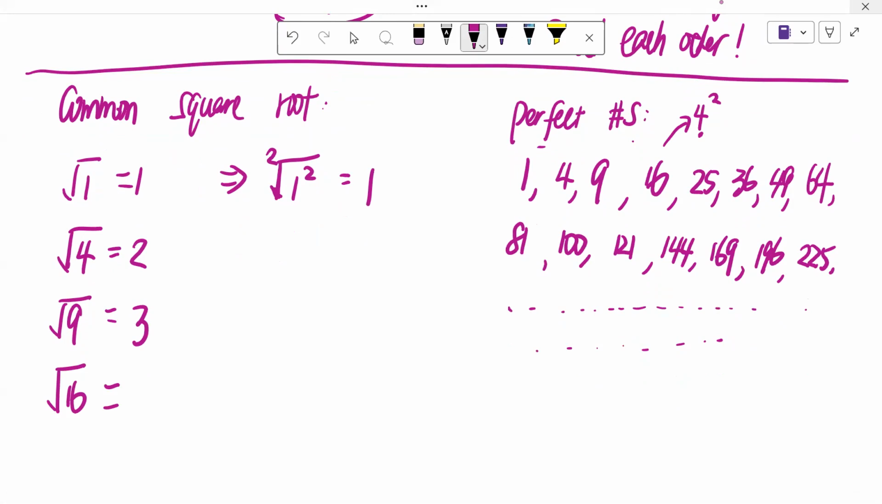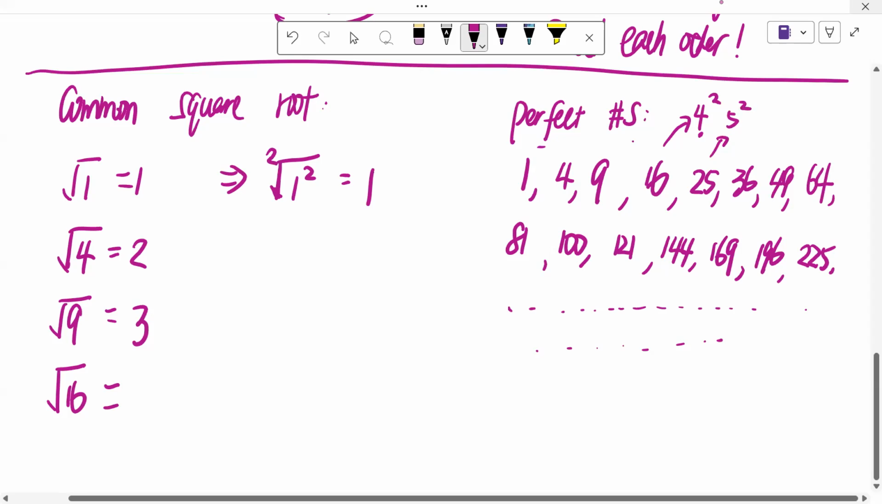So we all go back, right? This is 5 squared, and then 6 squared, and then 7 squared, and this is 8 squared. So the answer is all going back to the base. So here is 4, right? And square root of 25, it's 5.